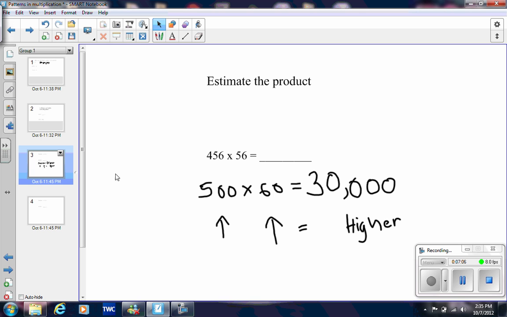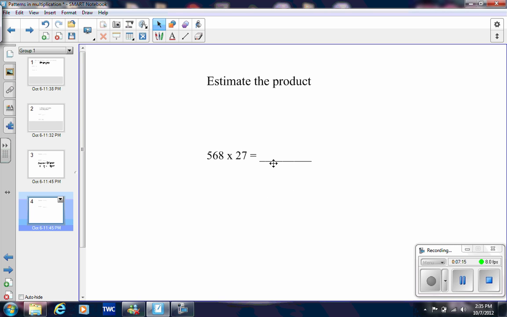Let's head to the next slide down here again. 568 multiplied with 27. So again, I'll look at 568. It's a 500 with a 6 right after it, so I would round that up to 600. 27 is a 2 with a 7 after it, so I would round that up to 30.